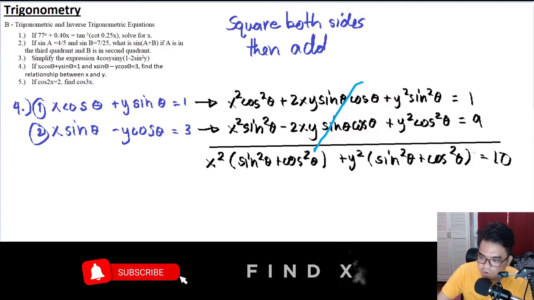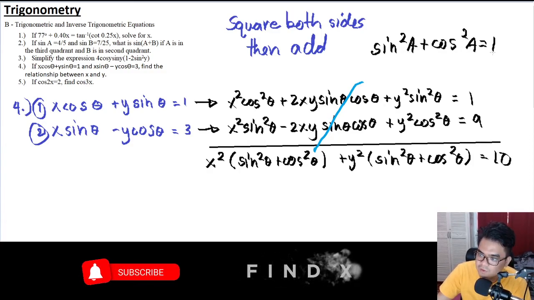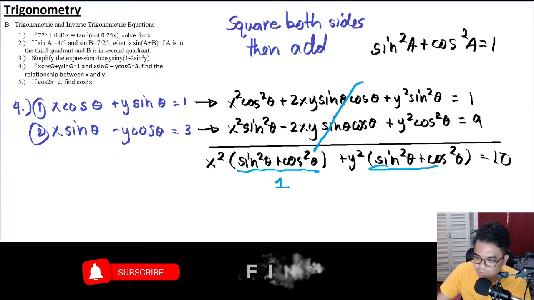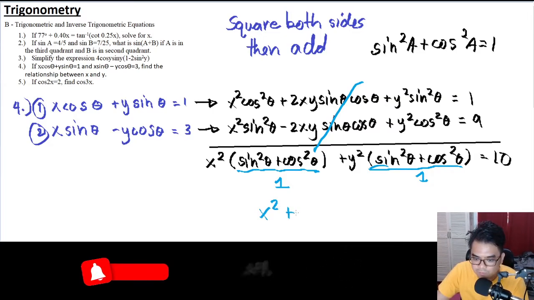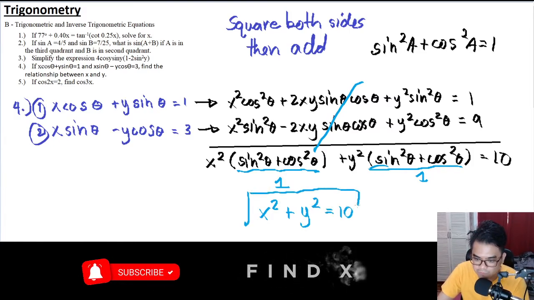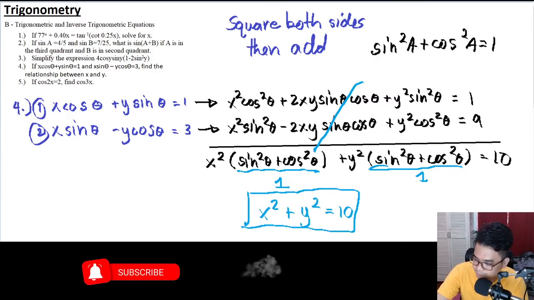And we all know that the Pythagorean identity simply says that sine squared A plus cosine squared A is just equal to 1. Therefore, we can say this part is 1, and this part is also equal to 1. And therefore, we can conclude that we'll be left with x squared plus y squared is equal to 10. So this is the relationship of x and y for this problem. So that will be your answer. Okay, so let's get to the next problem.